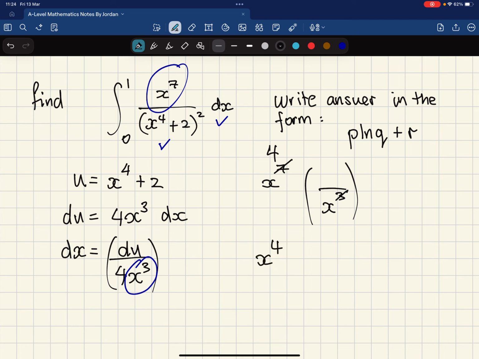Now, that means that we'll still have x to the power of 4 within this integral once we've subbed everything in. So we still need a rearrangement in terms of u for x to the power of 4. What you should see is x to the power of 4 is actually in the u expression. So I can simply just rearrange for x to the power of 4.